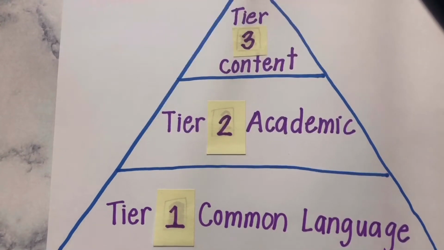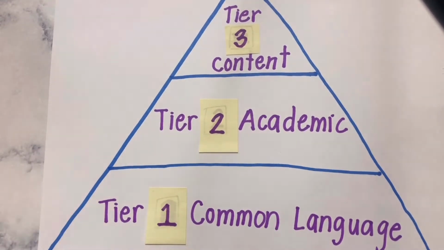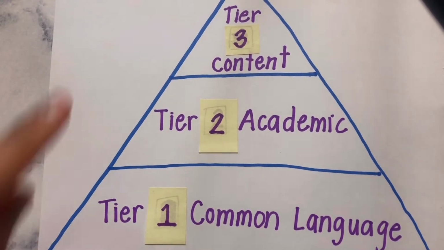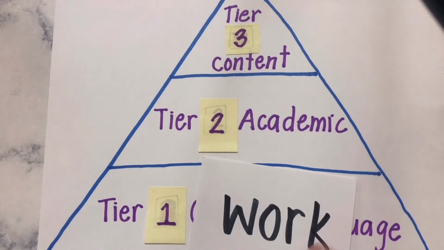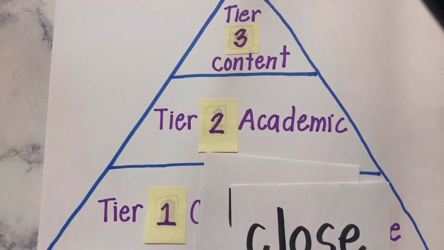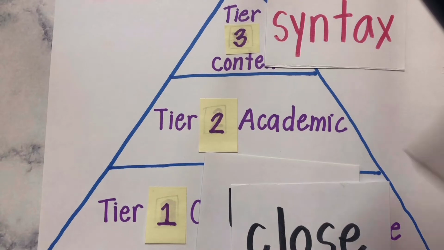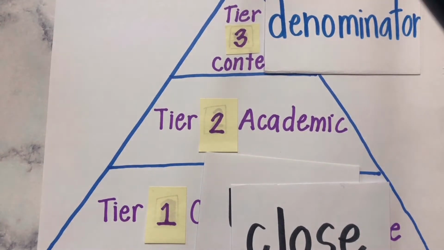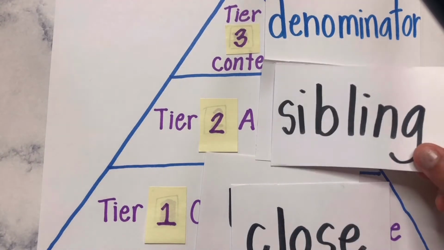The bottom one, tier 1, the ones we use in common language. Tier 2, academic words that we find in text like in books. And tier 3, words that are specific to one of your classes or a content. And then we took a look at different examples. So tier 1 word would be work or clothes. A tier 3 can be syntax that relates to your language arts class, or denominator that relates to your math class. And then some academic words can be the word chore or sibling.